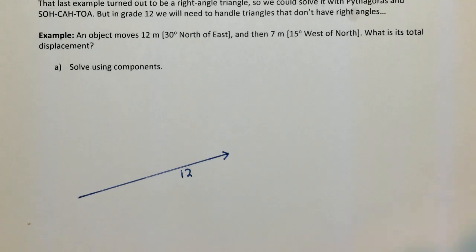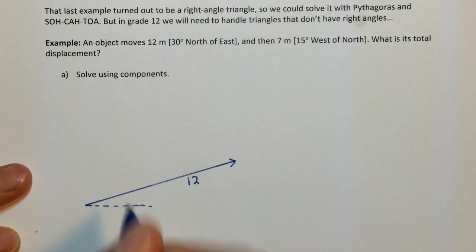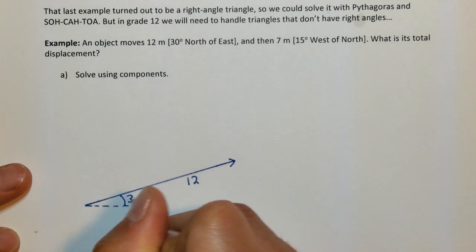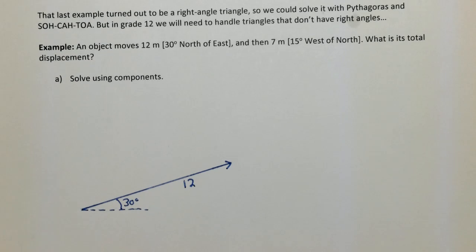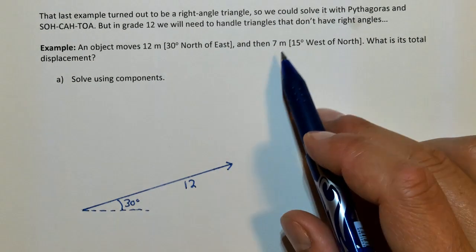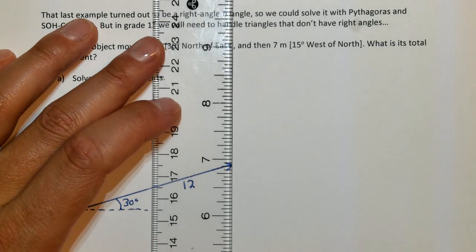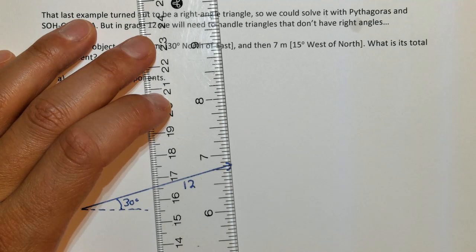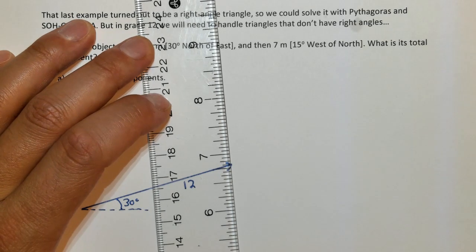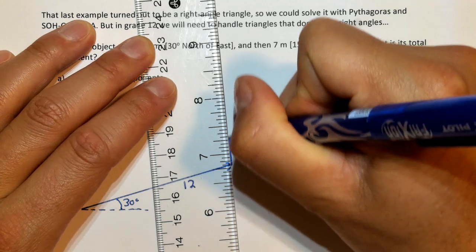And so there's my 12 meters, 30 degrees north of east. And then I'm going to add to that 7 meters at a direction 15 degrees west of north. So here's north, and you go 15 degrees west of it. And this guy is a length of 7.